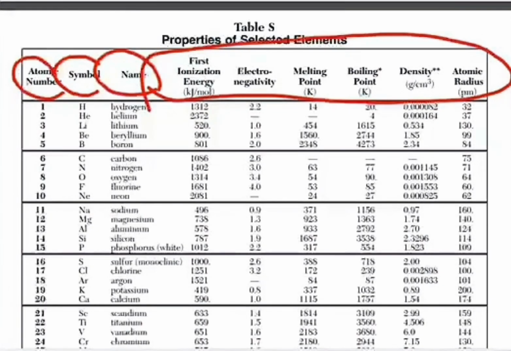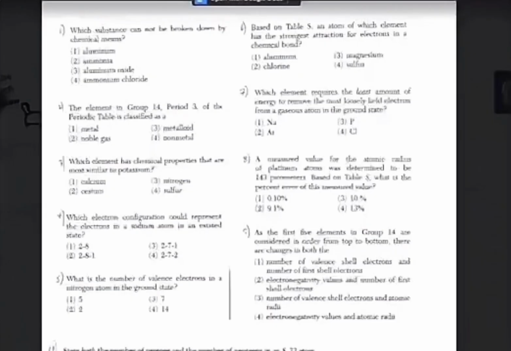When you're comparing one element to another, mark up the table or take the numbers from table S and put them with the choices on the test. These will be easy answers as long as you take that extra step. We are going to look at a bunch of questions that relate to reference table S, the periodic table, and maybe even some of the other tables for the regions.